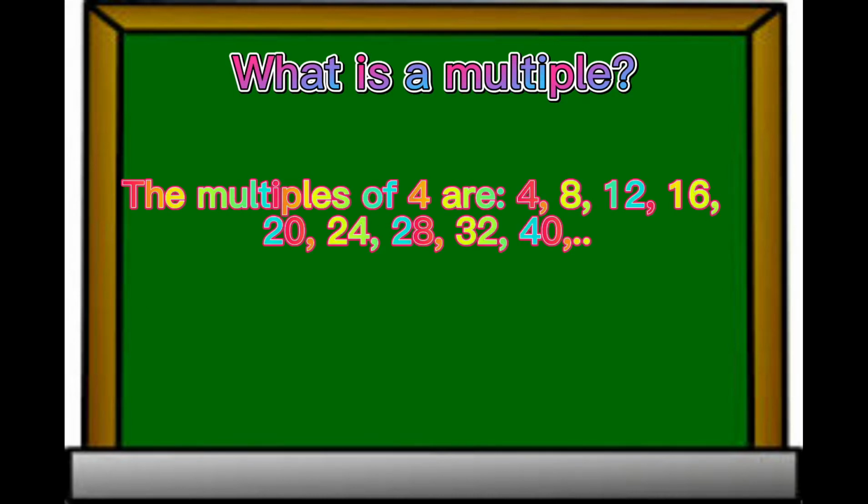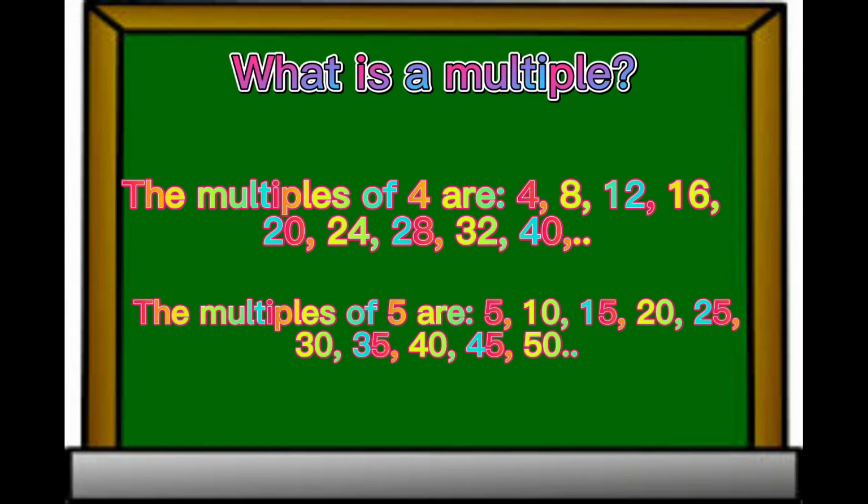Here's some example. The multiples of 4 are 4, 8, 12, 16, 20, 24, 28, 32, 40. The multiples of 5 are 5, 10, 15, 20, 25, 30, 35, 40, 45, 50.